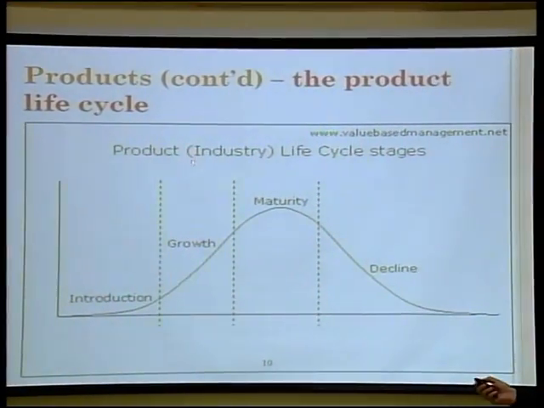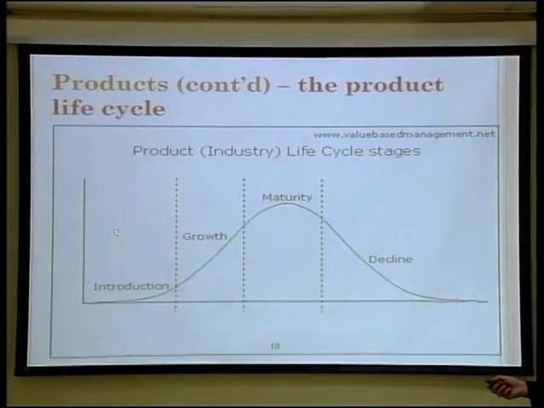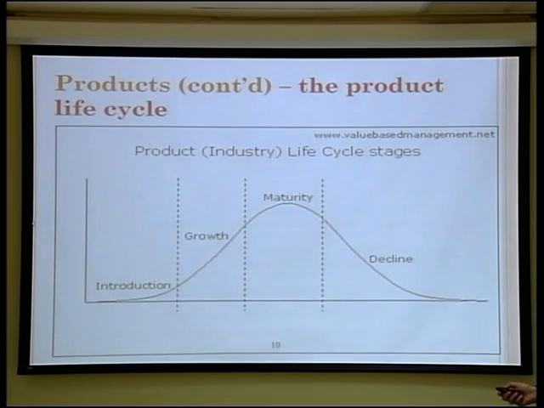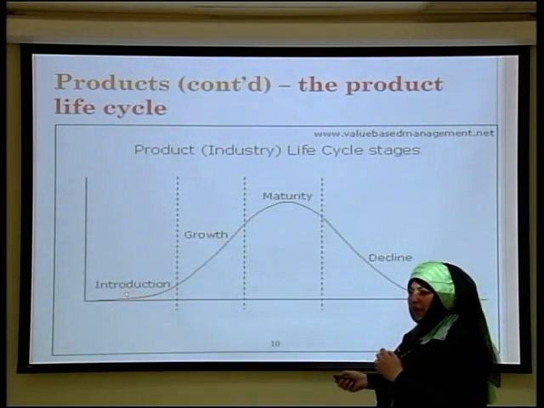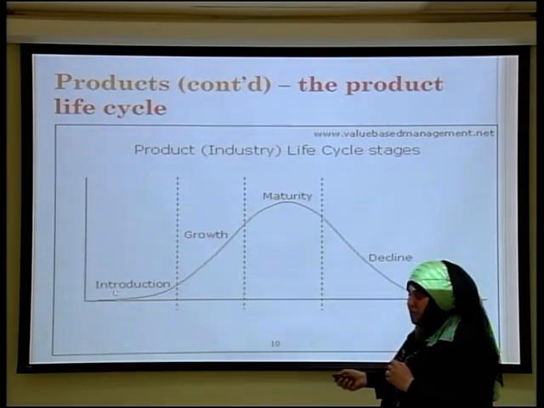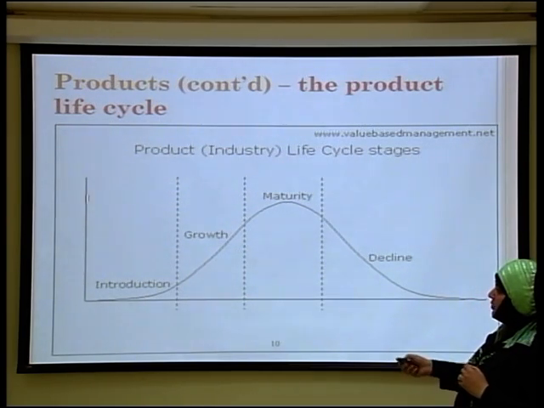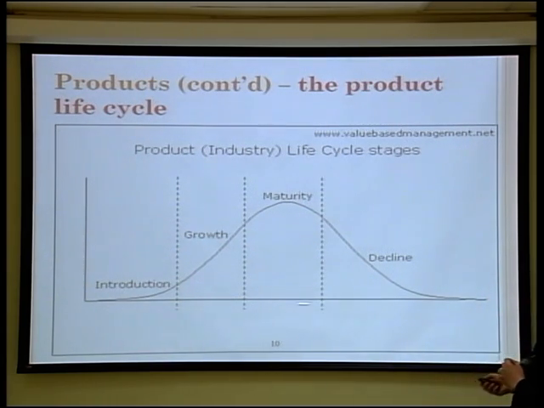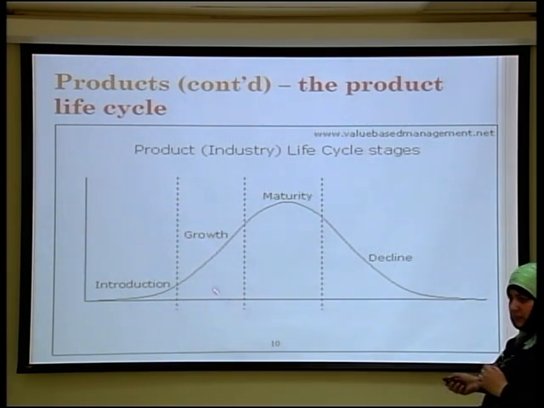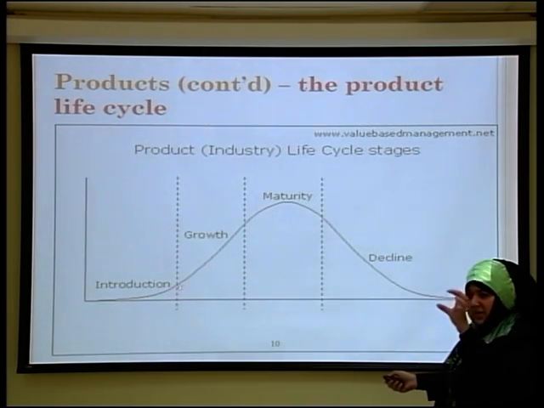Here is the diagram, or the figure. Here we have the introduction. First of all, of course, we have the development of the product itself. Then we introduce it into the market. At this stage, very few people know about the product, right? On the y-axis, we have the sales, and on the x-axis, we have time. So at this stage, the sales are very limited.